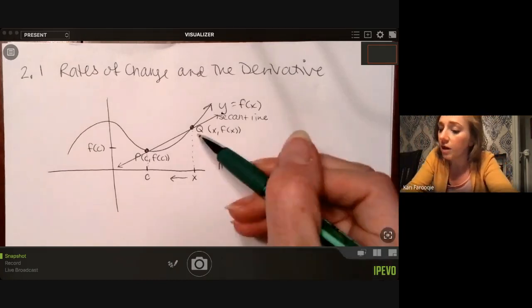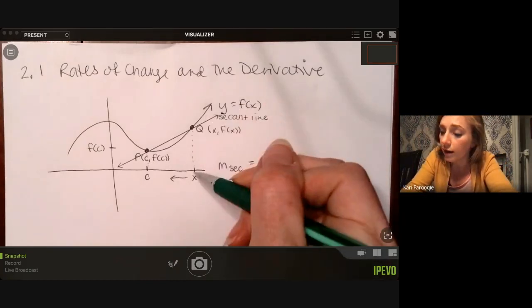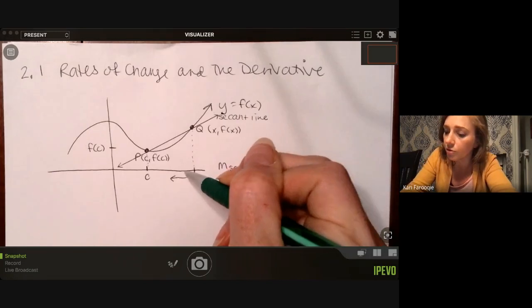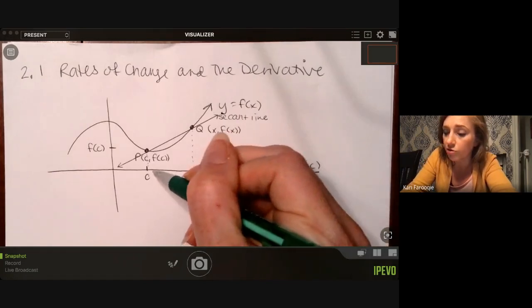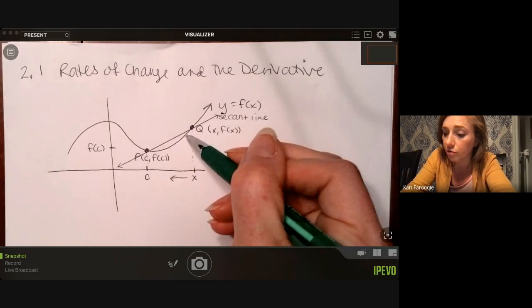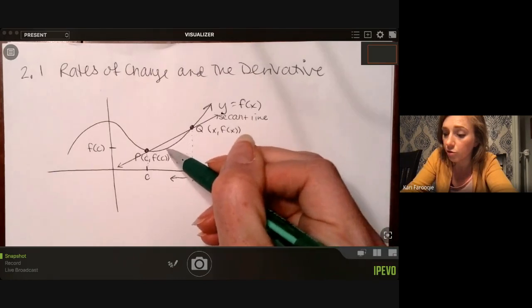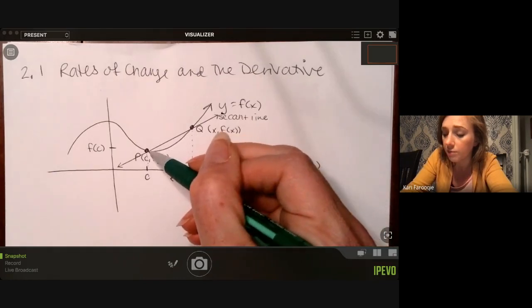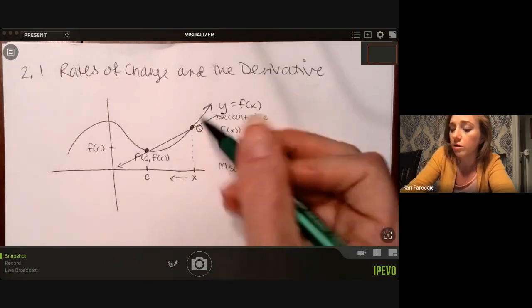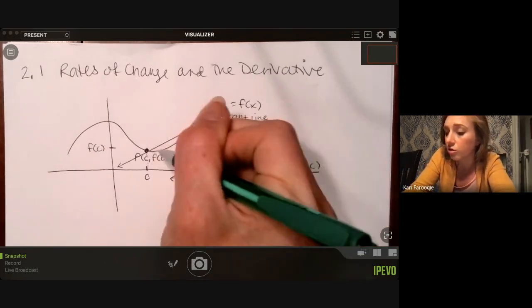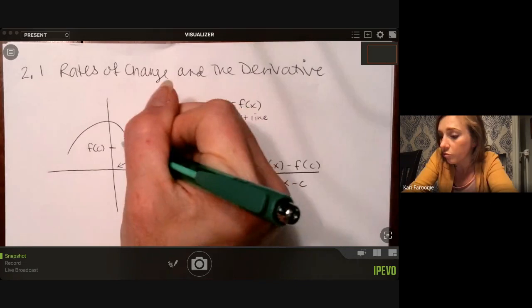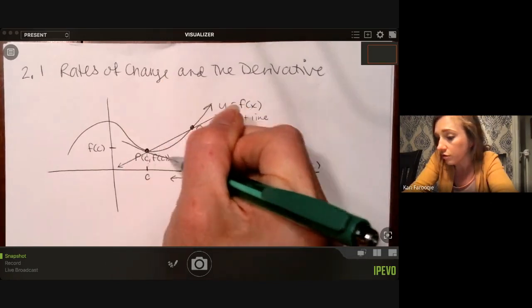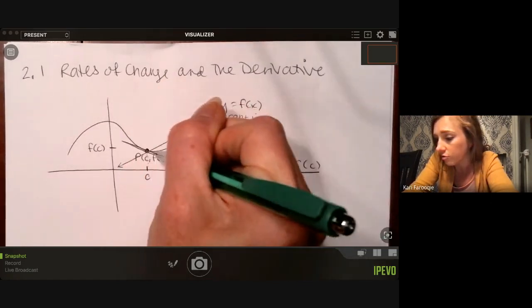So imagine that I can move x closer and closer and closer to C. If I were to do that along this curve, the point Q would move closer and closer to the point P, and eventually they would come together and give me this tangent line that is approximately tangent to this curve. You're going to have to estimate that. I didn't get close enough there.